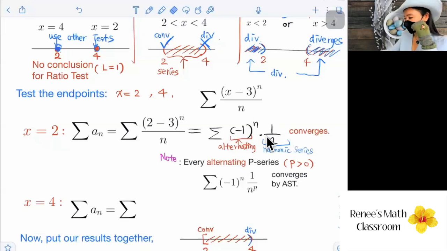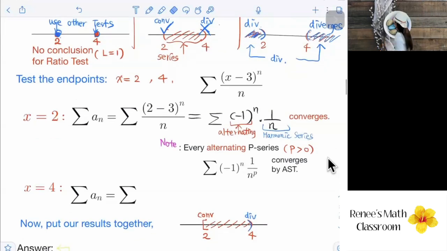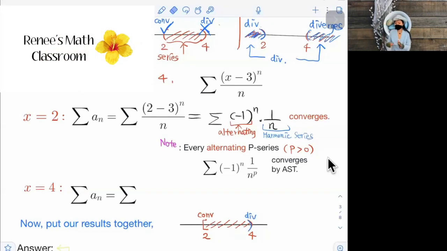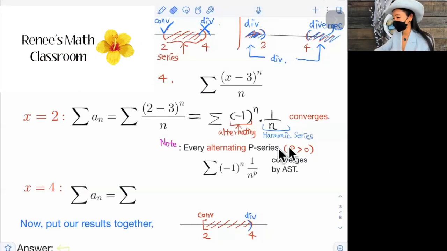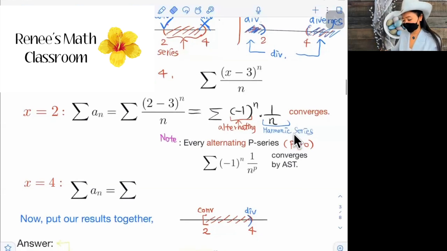Converge or diverge? Converge. And the reason for that, remember we talked about that, is by the alternating series test. Every alternating p-series is going to converge. This one here is the p-series. Now with the alternating sign, it's going to converge by the alternating series test. So remember this result. Every alternating p-series here converges. So this alternating harmonic series converges.